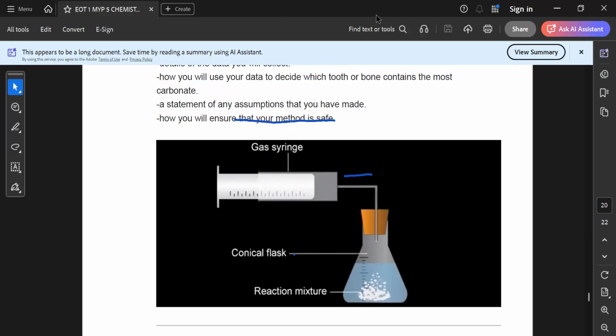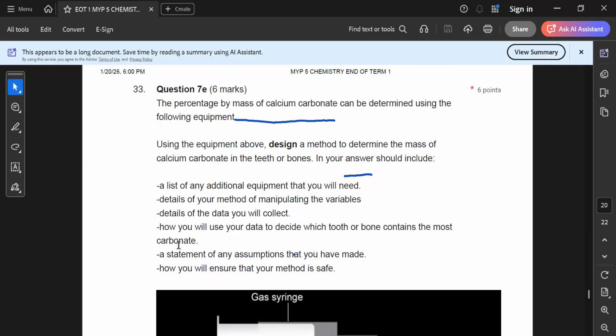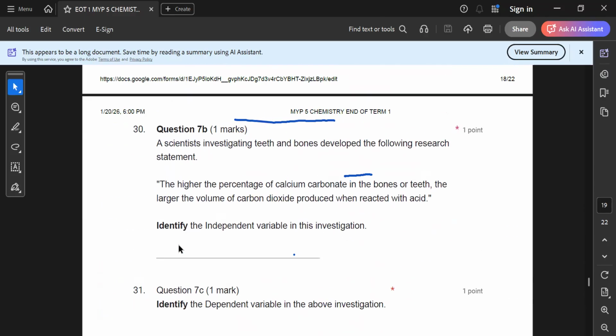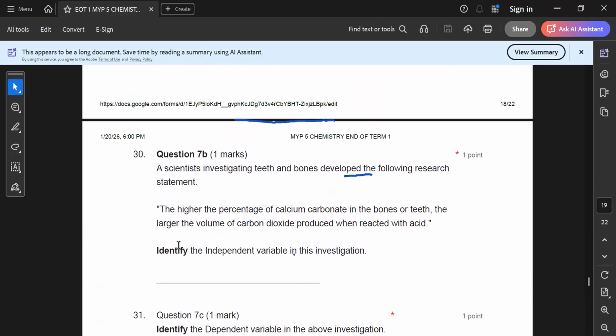Then also, how will you ensure that your method is safe? That part is what we call safety considerations. Ask yourself here, what is the hazard, the risk, and the precaution? They are using an acid. Someone will ask, but teacher, where are you getting acid from? If you come back up here, they talk about an acid. Acids are corrosive, they burn. What do you do? Wear gloves, wear goggles, handle with care. Such is how it's done.